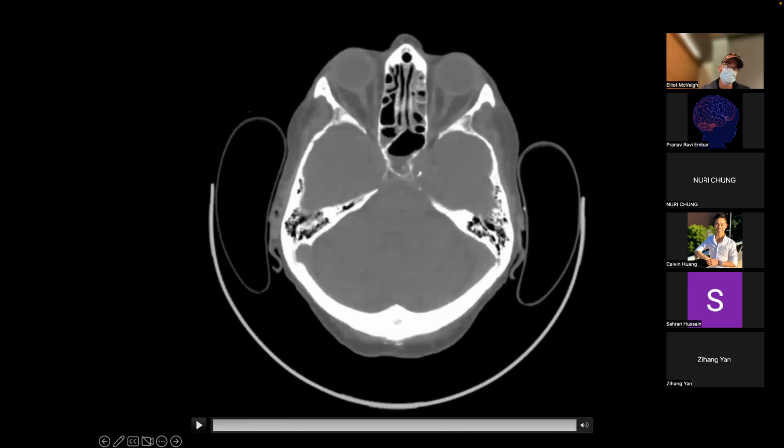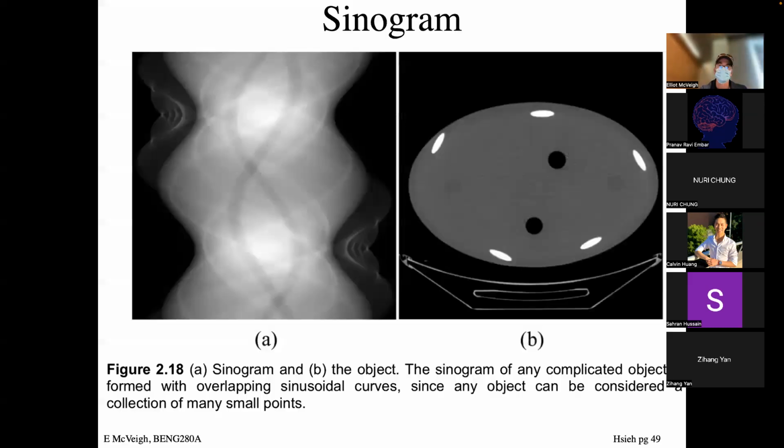This picture is not created using simple back projection. It's created using what's called convolution back projection. And what we're going to figure out in the next 20 minutes or so is how you get there to convolution back projection in order to reconstruct the actual object that's there, as opposed to this simple back projection. But first, let's take a look at the data itself.